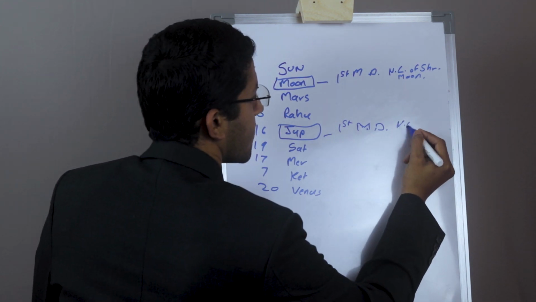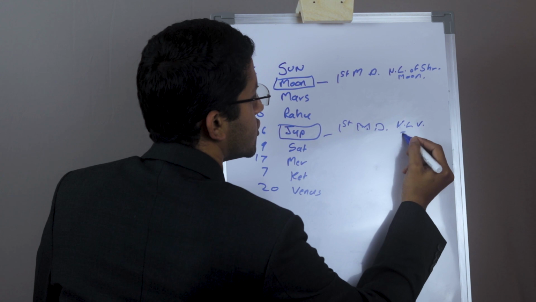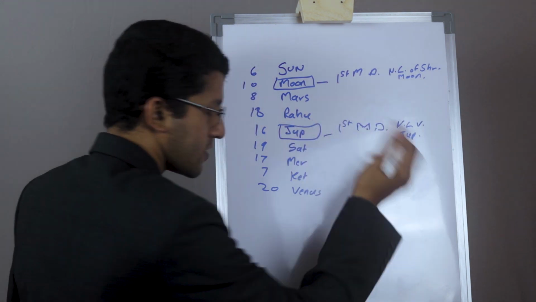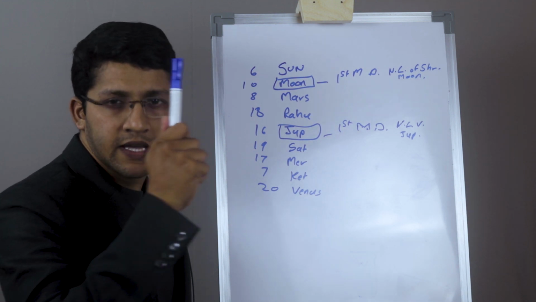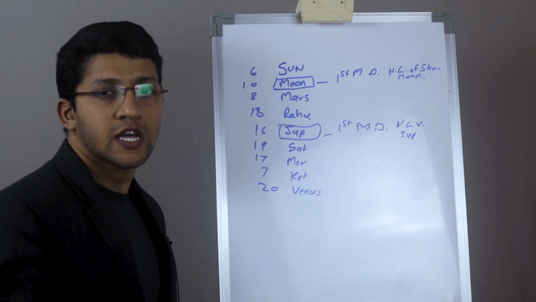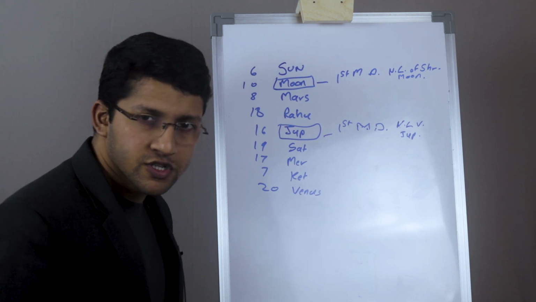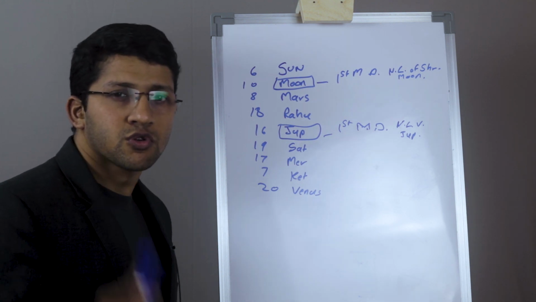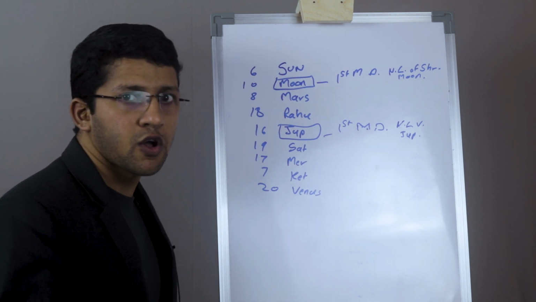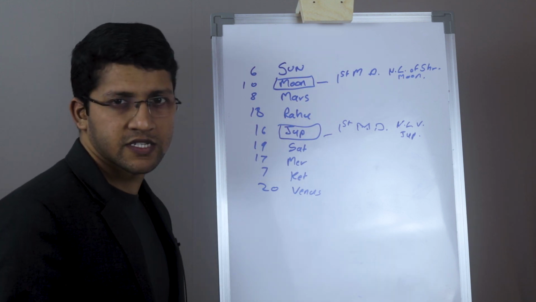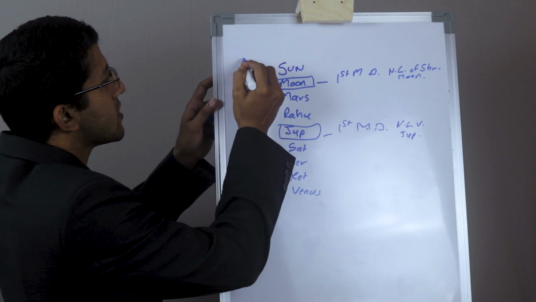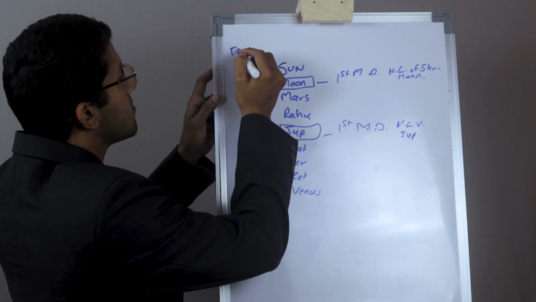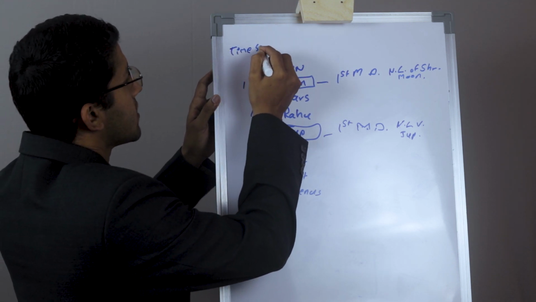Nakshatra Lord for Vishakha is Jupiter. So the first Mahadasha for the person born in Vishakha nakshatra will be Jupiter. Okay, so you know the lords of the nakshatras, so you know the first Mahadasha, and also you know the sequence. The sequence won't change.